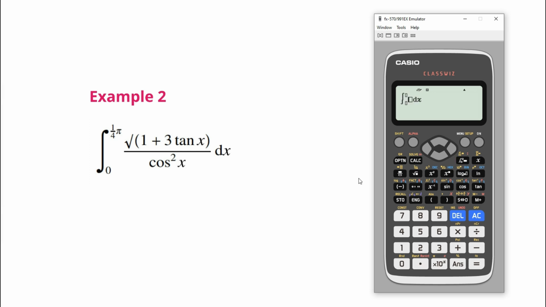Now as before, select the integral and enter this function. Square root of 1 plus 3 times tan x, divided by cos square x. And you have the limits pi over 4 and 0. Now press equals. Here you have the solution for this integration.